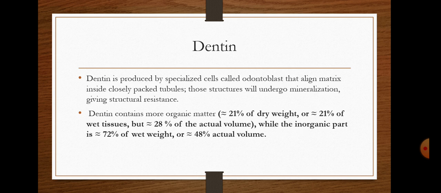Dentin. Dentin is produced by a specialized cell called odontoblast that aligns matrix inside closely packed tubules. Those structures will then undergo mineralization, giving structural resistance. Dentin contains more organic matter, approximately 21% of dry weight or approximately 21% of wet tissue, but approximately 28% of the actual volume, while the inorganic part is approximately 72% of wet weight or approximately 48% of the actual volume.